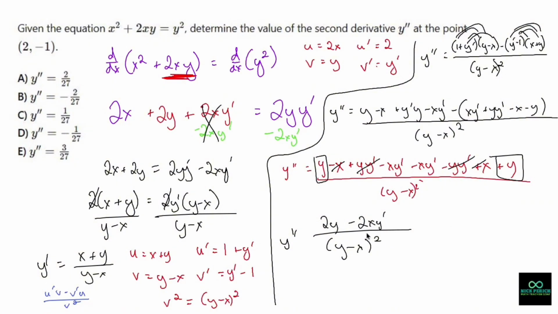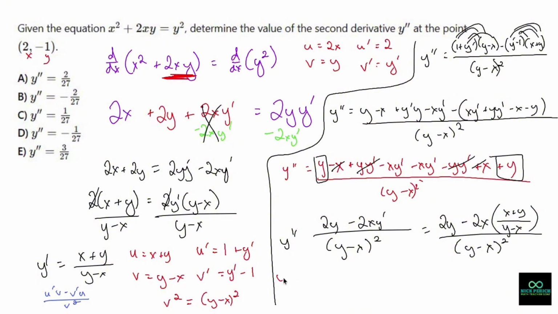Now we know that y prime from over here is this. So u becomes 2y minus 2x times x plus y over y minus x, all over y minus x squared. Now would be a good time to finally plug in that point right there.